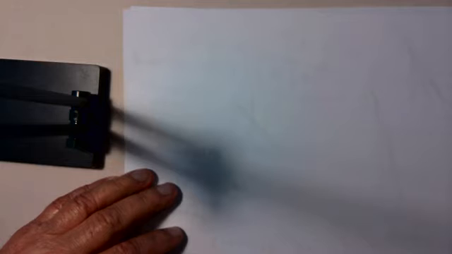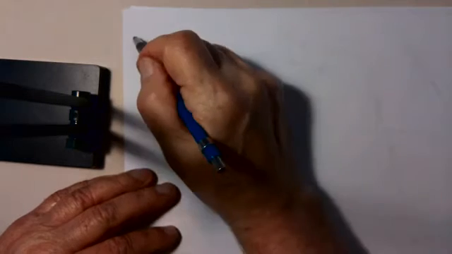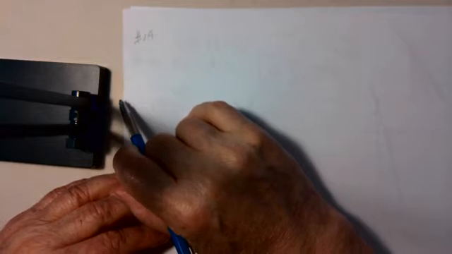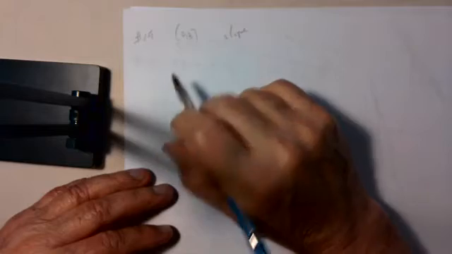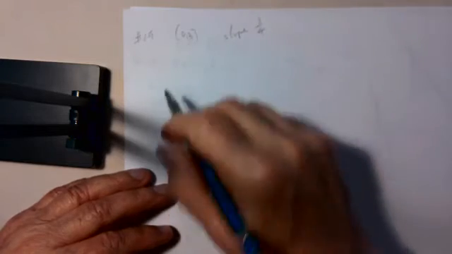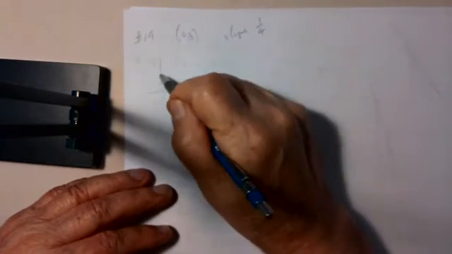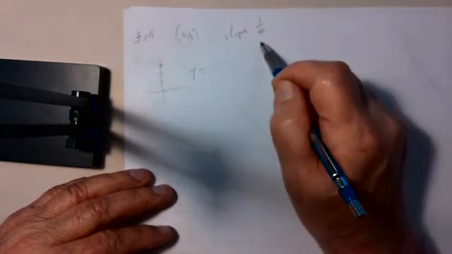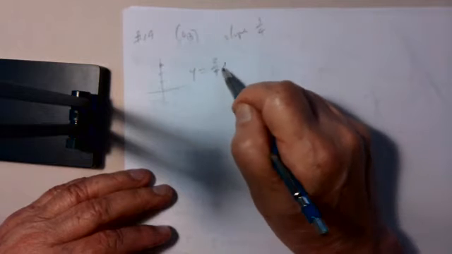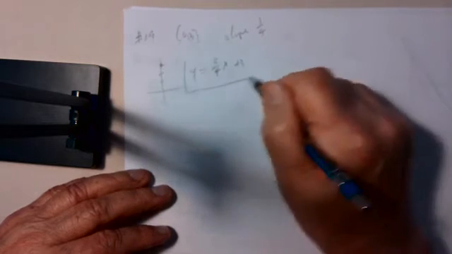In problem 29, we want to find the equation of the line if it passes through the point 0, 3 and has slope 3/4. Well, 0, 3 is right there. That means this is the y-intercept. So the equation of the line is 3/4 x plus 3.